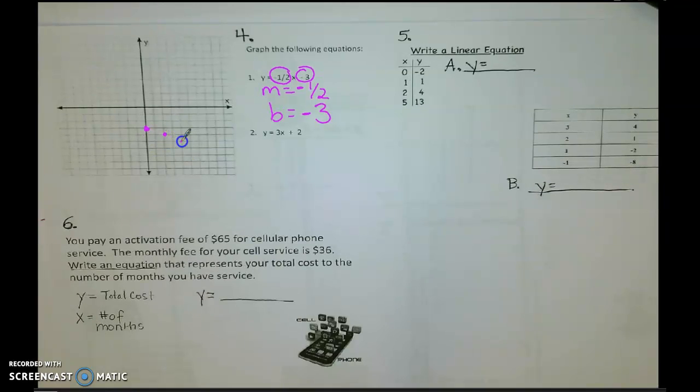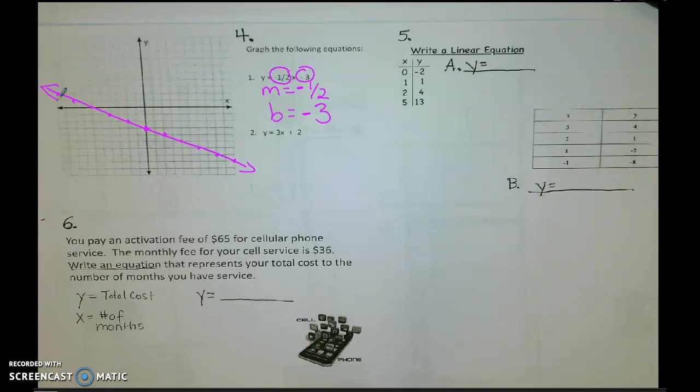Down 1, right 2. Down 1, right 2. I can go the opposite. Up 1, left 2. Okay, and I can carry on all the way across our graph. There is our line.